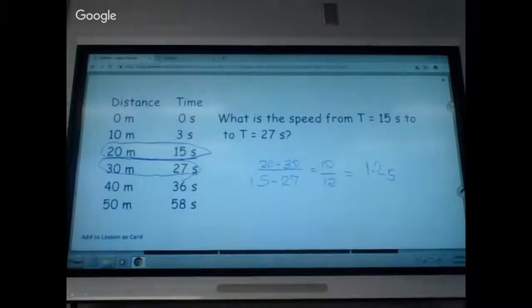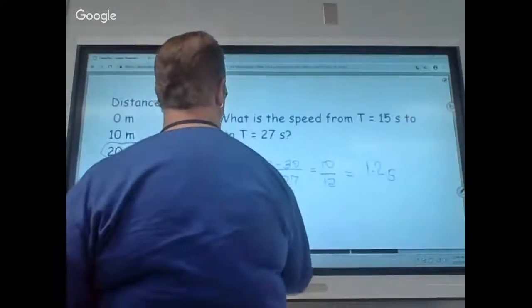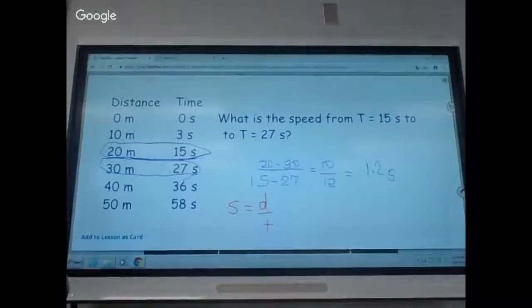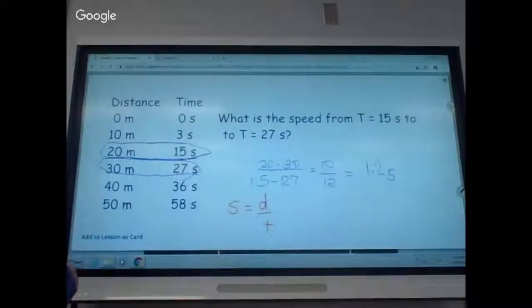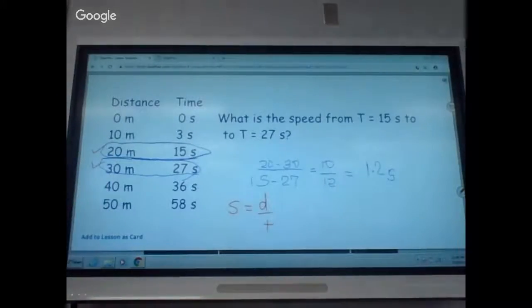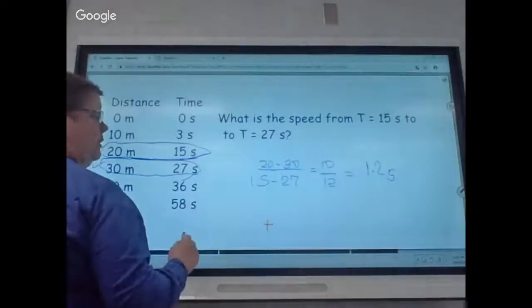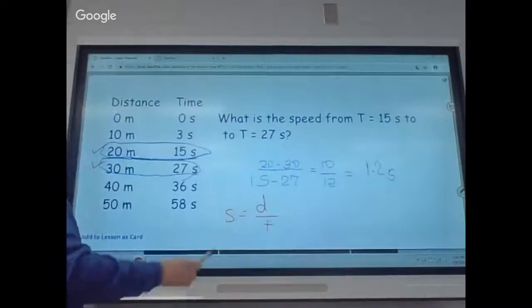All right. So, how do we find speed? Speed is equal to distance over time. The person who did this one circled their information: 15 seconds, 27 seconds. Exactly what we need. This number and this number. Now, two distances, they wrote them on top. All right?